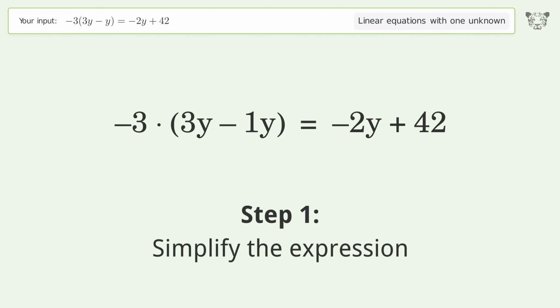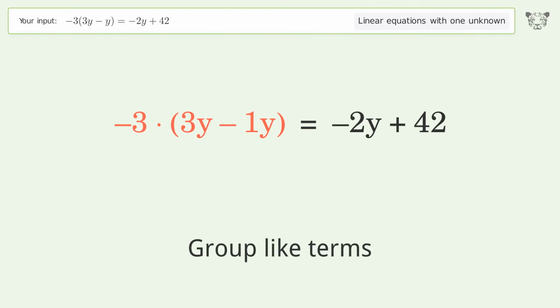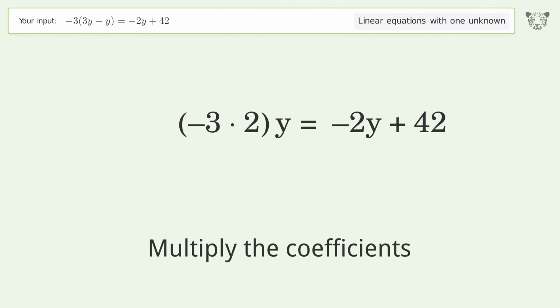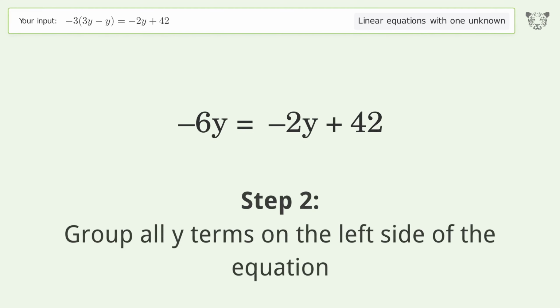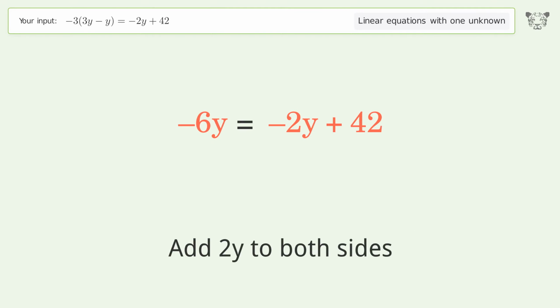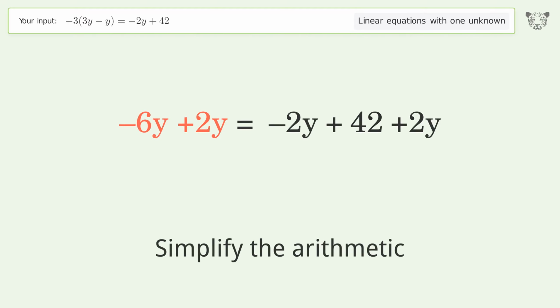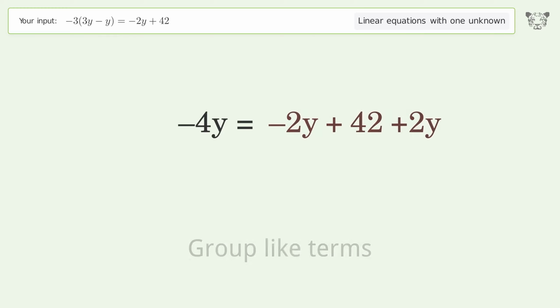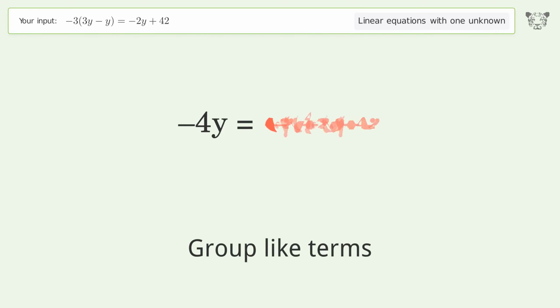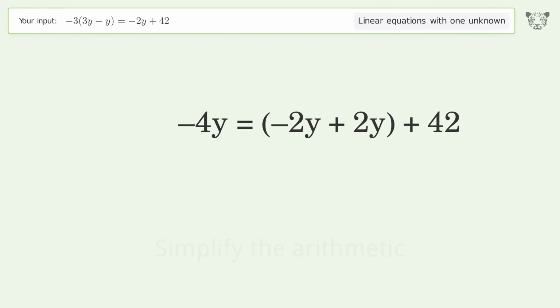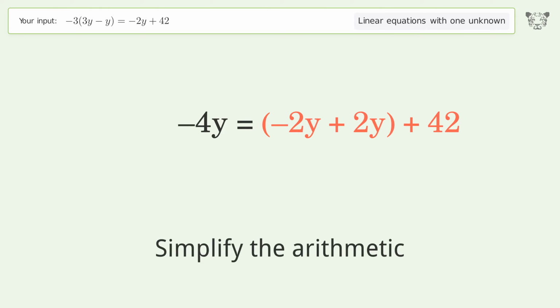Simplify the expression. Group like terms. Multiply the coefficients. Group all y terms on the left side of the equation. Add 2y to both sides. Simplify the arithmetic. Group like terms. Simplify the arithmetic.